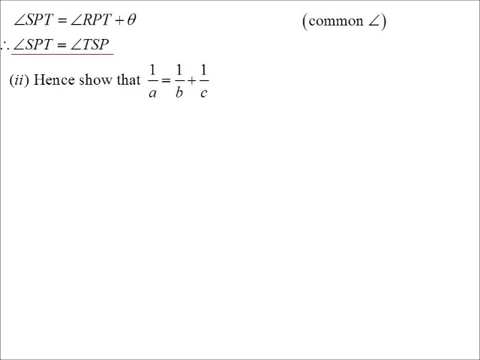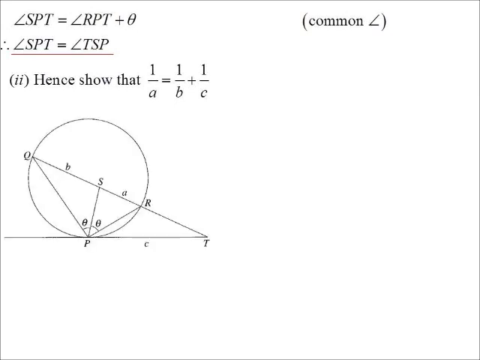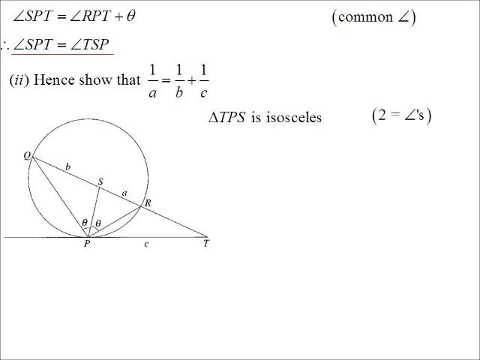Hence show that 1 over A is equal to 1 over B plus 1 over C. What? How do we... It's got one of those feelings of one of those inequality questions here, but it's in circle geometry. What's going on? There's our diagram. It's going to come in handy. I know triangle TPS, if we look at that one, we now know it's isosceles, right, because it's got 2 equal sides. So that's TPS. So ST is also equal to C.